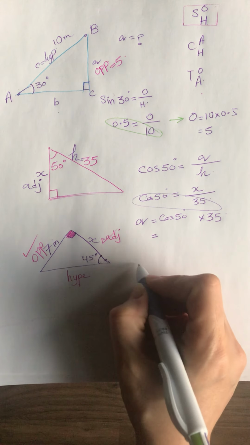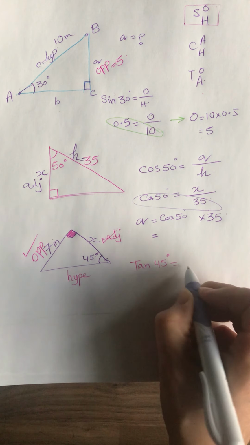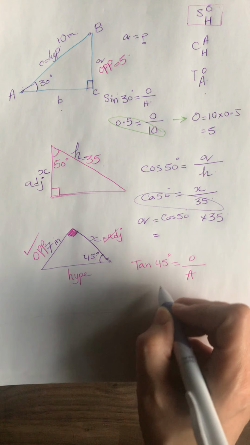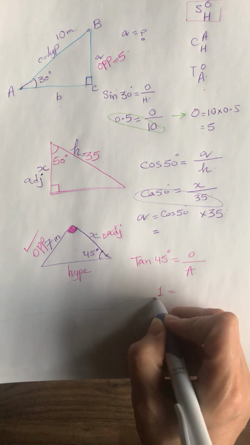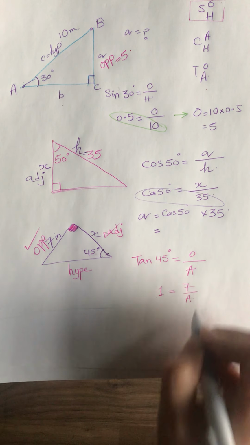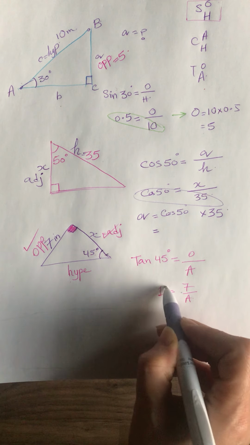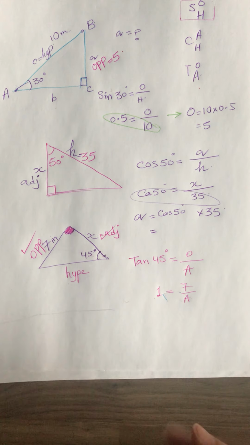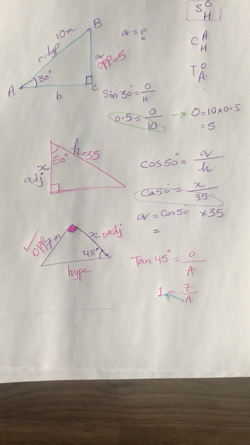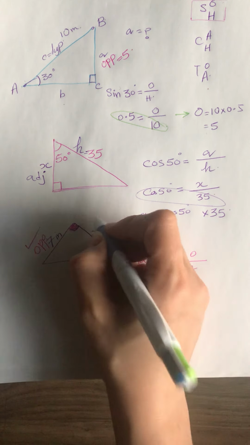I'm going to say tangent 45 degrees equals opposite over adjacent. Tangent 45, if you put it into the calculator, is 1. 1 equals opposite over adjacent. So adjacent is going to be cross multiply. Multiplying by 1 doesn't change it, so I'm just multiplying to bring it up. So A, or the adjacent side, is going to be 7 as well.